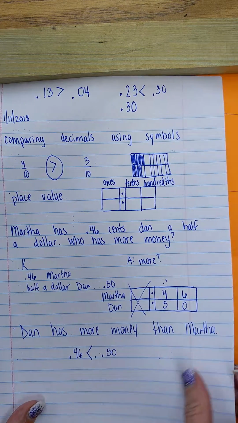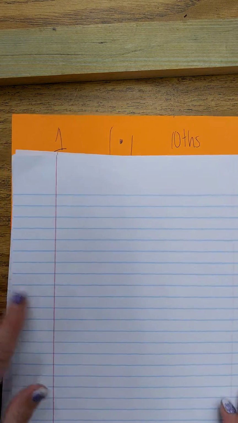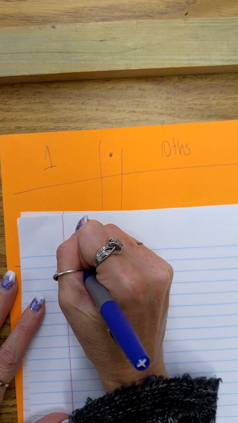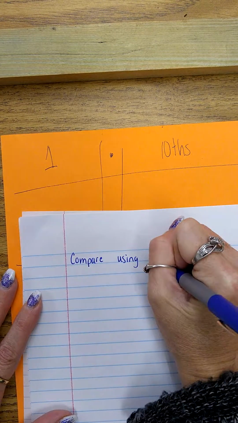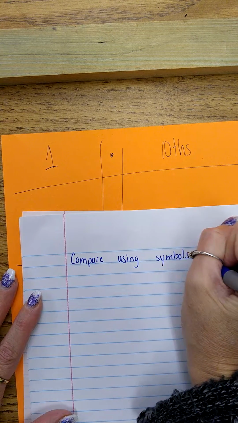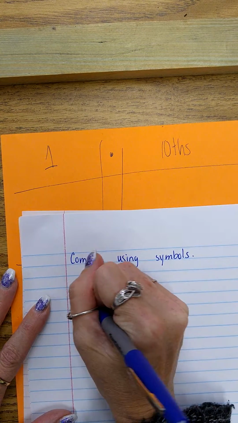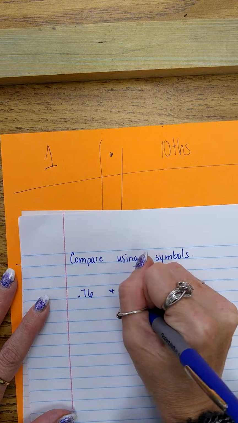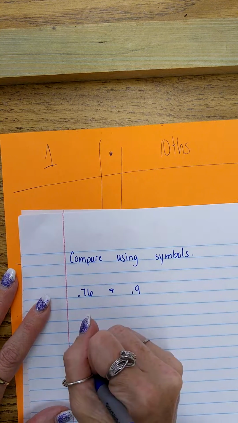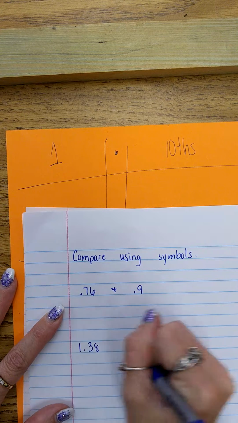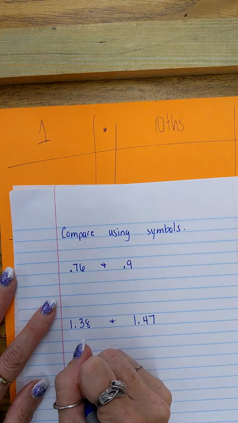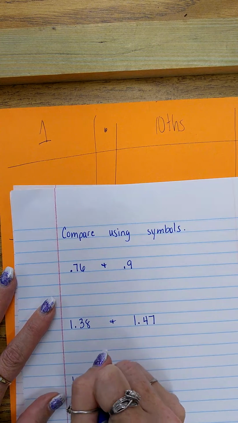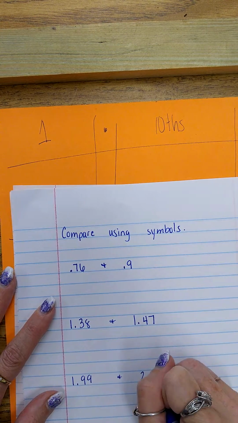All right, let me give you a few to work on, and then we'll be good to go. Let's compare using symbols: 0.76 and 0.9. 1.38 and 1.47. 1.99 and 2.0.